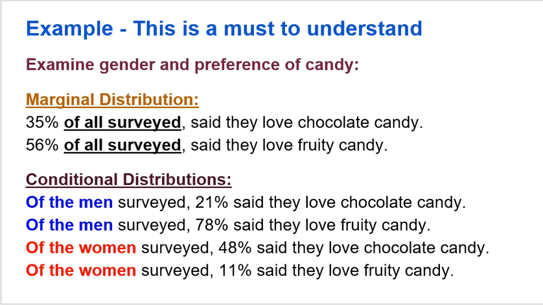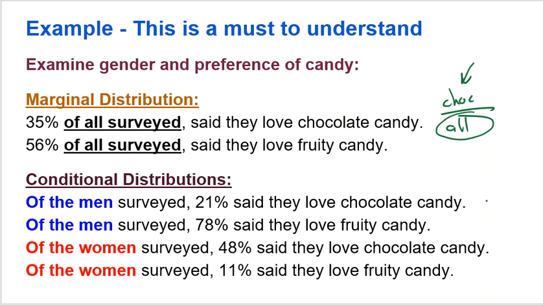All right, so let's make sure we understand the difference that's going on here. This is really important. When I mentioned that 35% of all surveyed love chocolate candy, that means I was finding the proportion of those that like chocolate over all people. So whether you're male, female, didn't matter. I was dividing by everybody, but I was specifically looking at chocolate, and again, I got 35%.